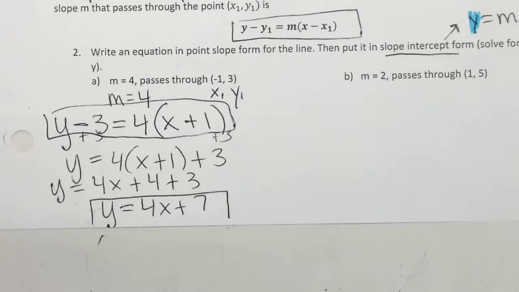Sorry, this thing's acting up today. Alright, try the next one on your own. Try B on your own. So put it in point slope form, then slope intercept form.